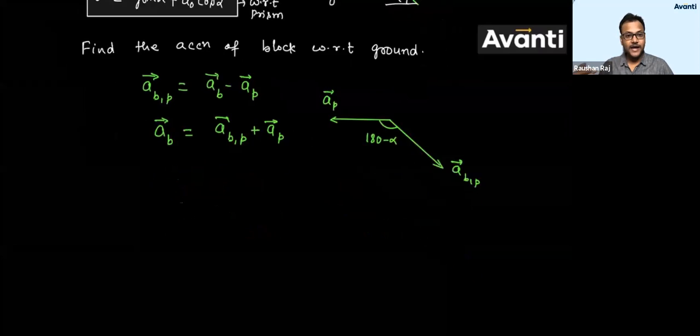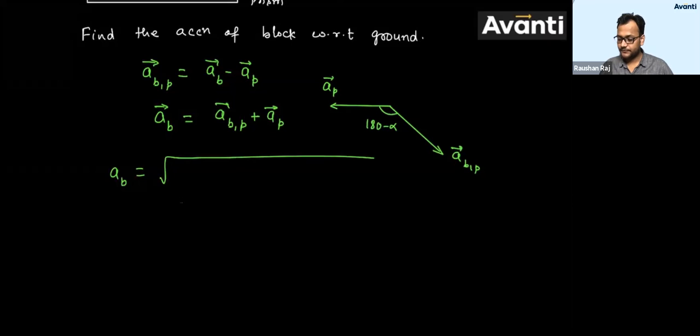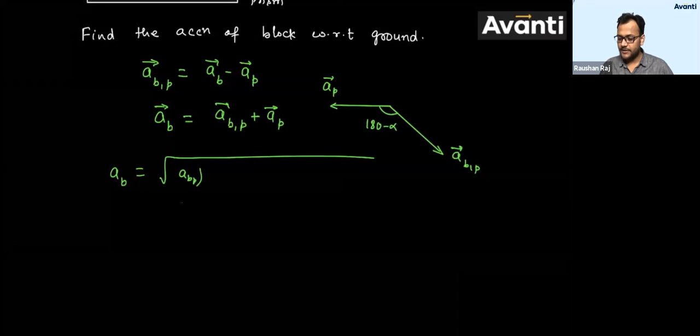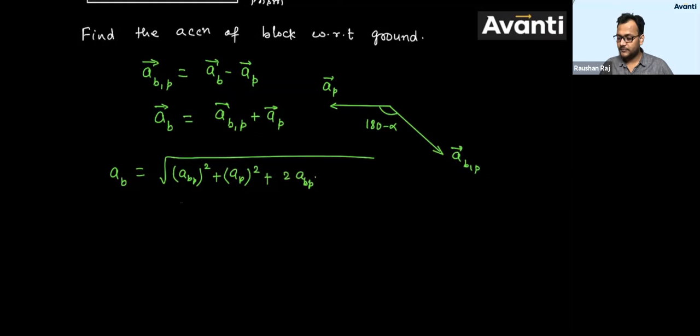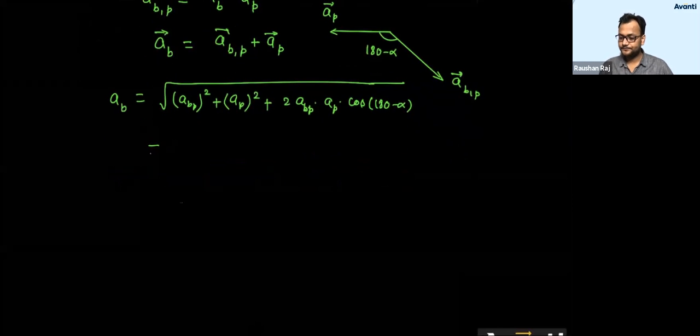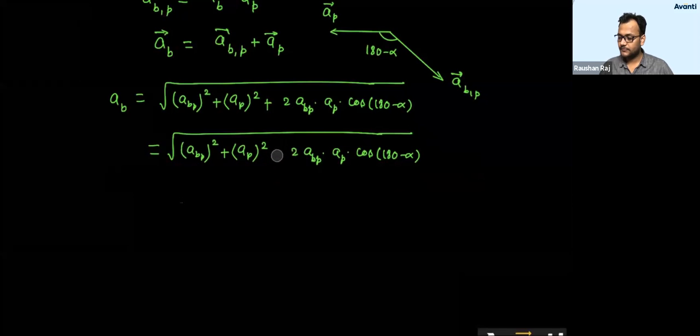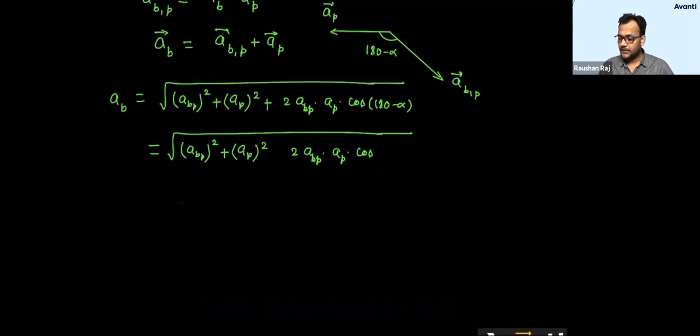So if I ask you what is the magnitude of AB, answer would be square root of ABP square plus AP square plus 2 into ABP into AP into cos of 180 minus alpha. So what will be the final answer? Come on, guys, tell me what will be the final answer. The final answer will look like this. Cos alpha.